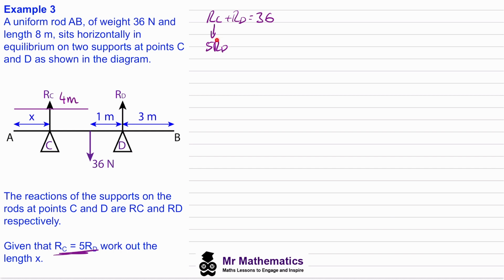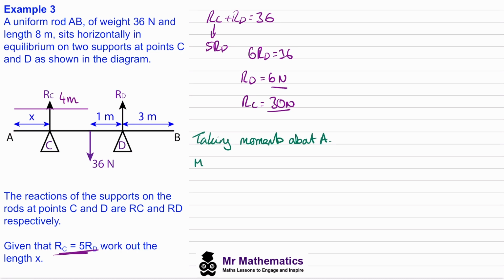And then we can add these like terms together. So 6 lots of RD will equal 36. So RD must equal 6 newtons. We can put this back into here, and this tells us that RC must equal 30 newtons. So now we've got our upward forces, we can take moments about a point, and I'm going to choose to take moments about point A.